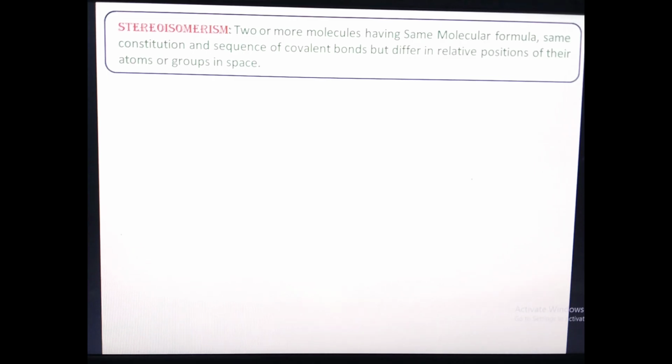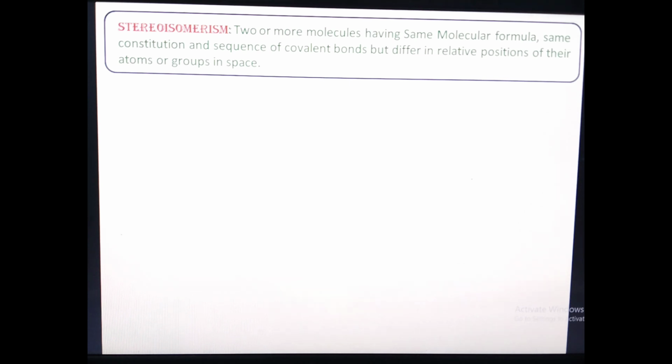In this video we are going to discuss stereoisomerism. In the earlier video you got to know that when two or more molecules have the same molecular formula but their properties are different due to the change in the structure, those are called structural isomers.